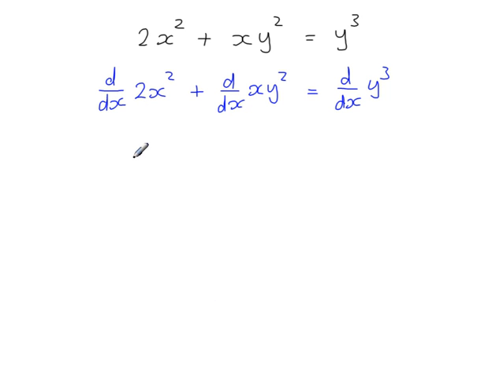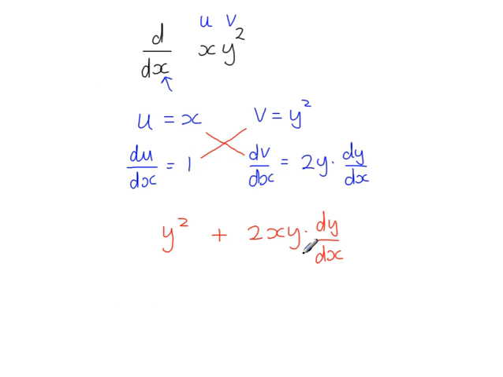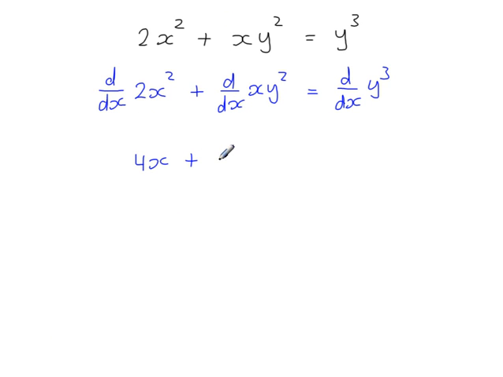So the first term gives us 4x. The second one, taking the result from here, y squared plus 2xy dy by dx. And differentiating y cubed with respect to x. And these are different, that's an x, that's a y, so differentiating y cubed giving 3y squared, and then we multiply that by dy by dx.